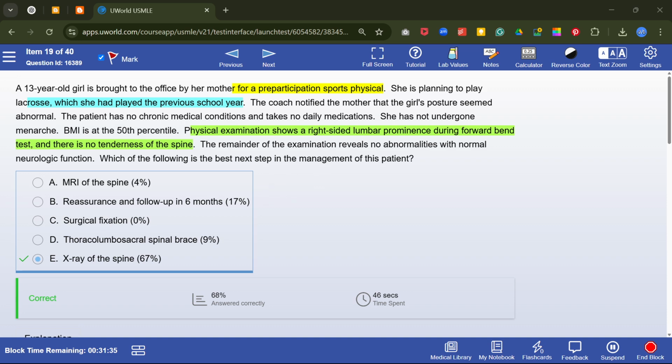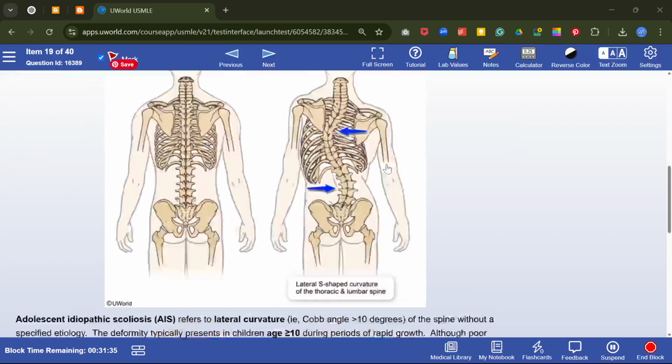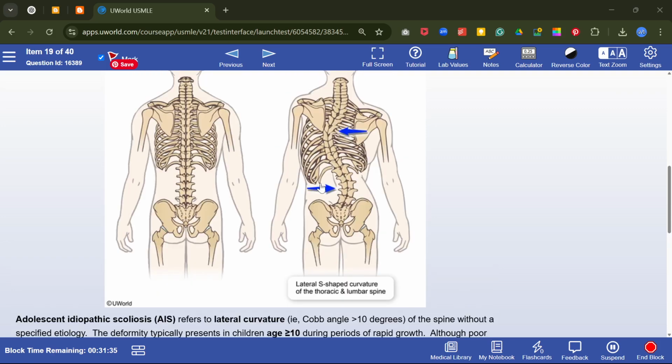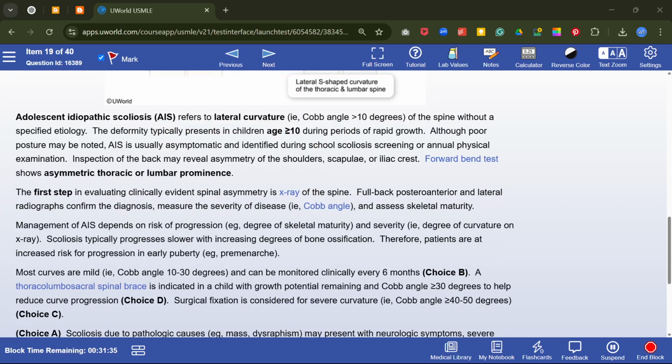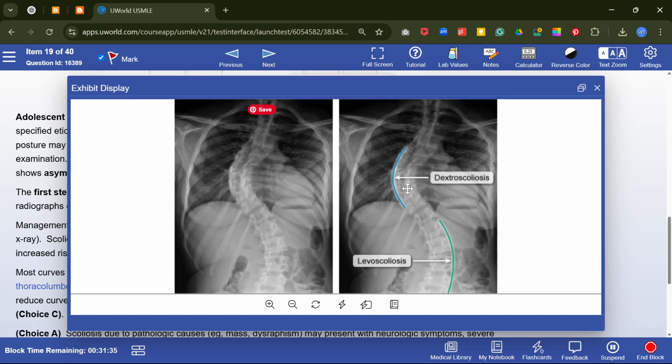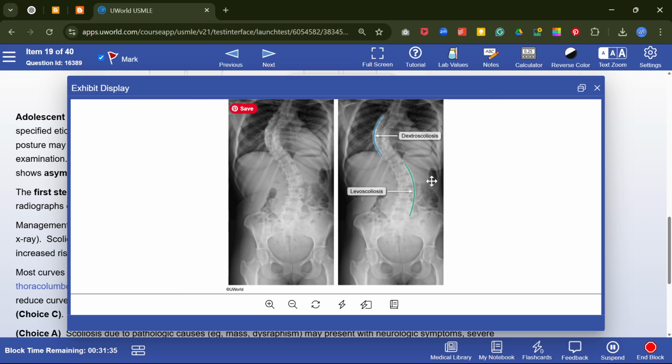The next step, if you find a case of adolescent idiopathic scoliosis in an adolescent girl, is X-ray of the spine. This is the X-ray: lateral S-shaped curvature of the thoracic and lumbar spine. So the first step is X-ray of the spine. Look, this is dextroscoliosis, S-shaped. This is levoscoliosis.